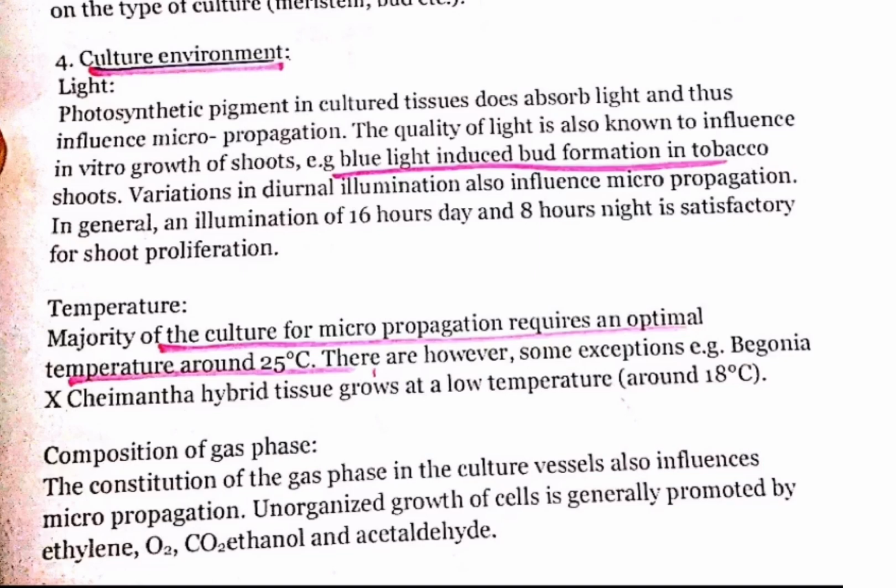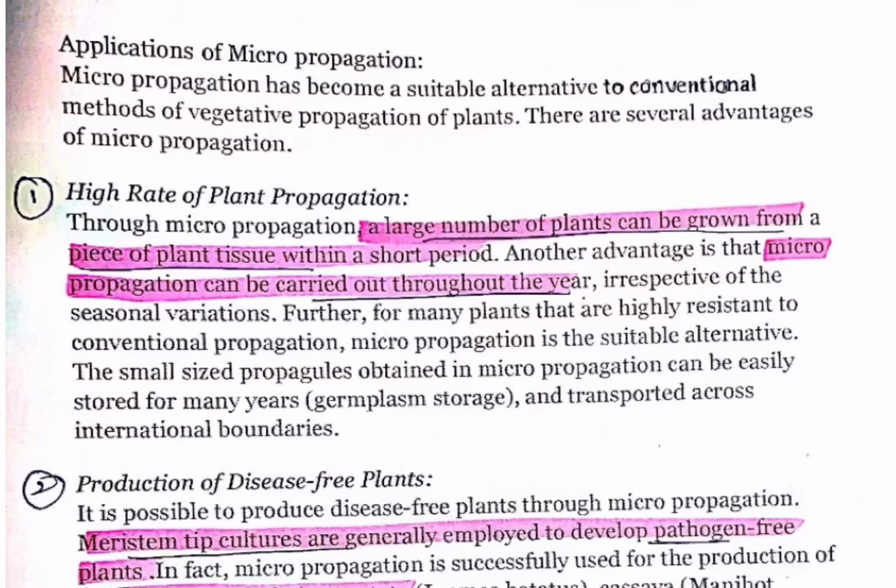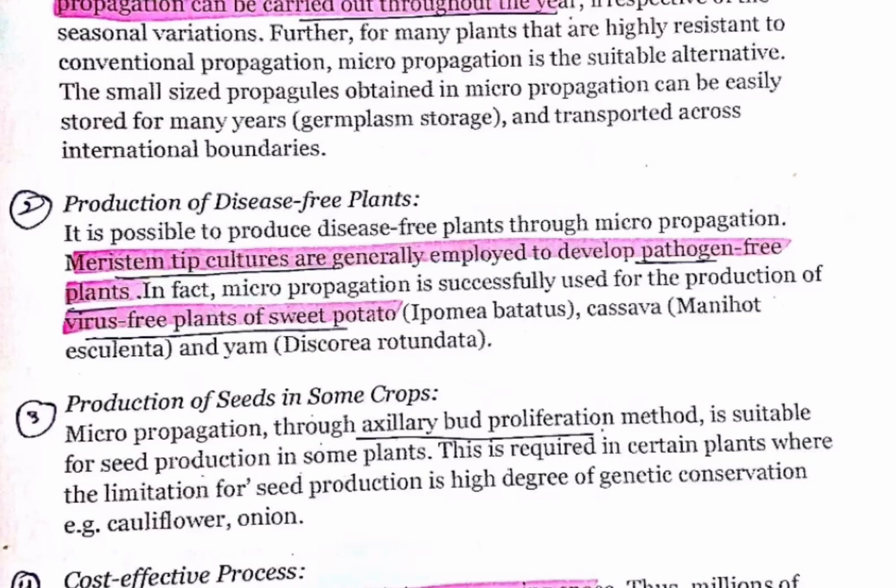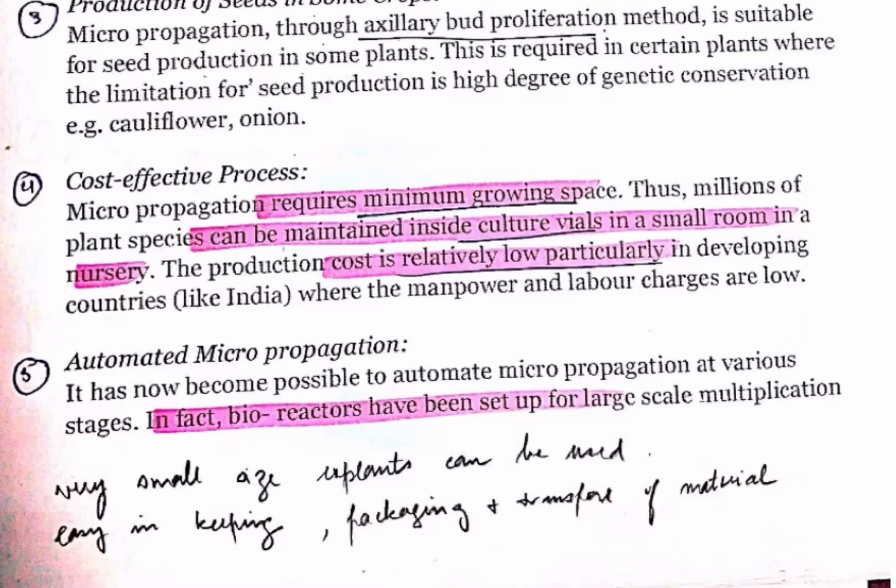So now we will be studying the applications of micropropagation. It is used for a high rate of plant propagation, that is, a large number of plants can be grown from a piece of plant tissue within a short period of time. By using micropropagation, we can produce disease-free plants. We can produce seeds in some crops. It is a cost-effective process that requires minimum growing space. Automated micropropagation is used, that is, bioreactors have been set up for large scale multiplication of shoots and bulbs.